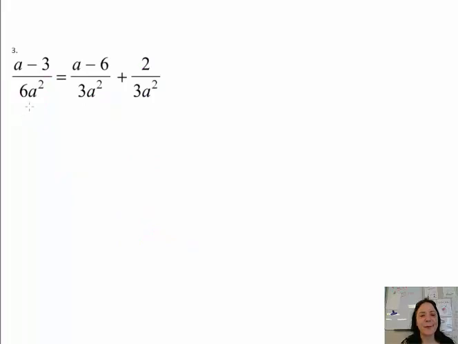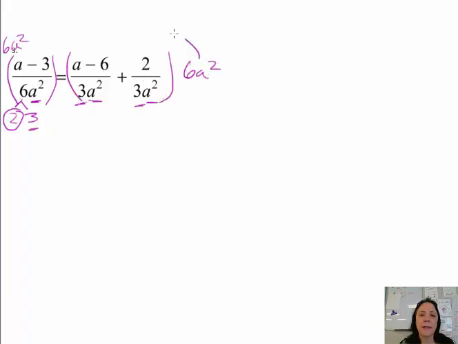All right, on to problem 3. All of these have a common a squared, and since 6 factors into 2, 3, and 2, they all have a common 3 as well. But I also need to include this 2. So 2 times 3 times a squared is 6a squared, and that makes 6a squared my lowest common denominator. So again, I'm going to multiply everything by that lowest common denominator. And I'm going to be sure to distribute where I have more than one term.